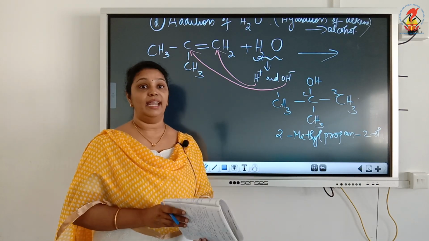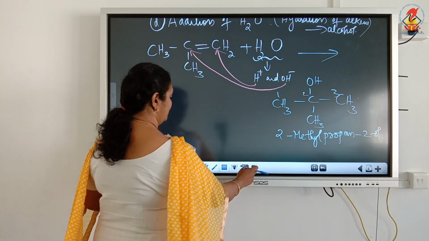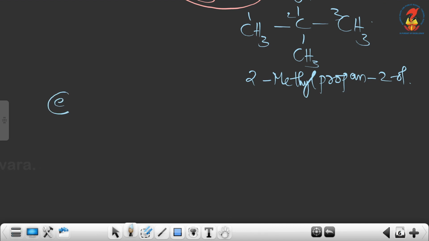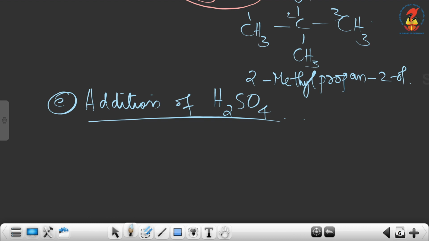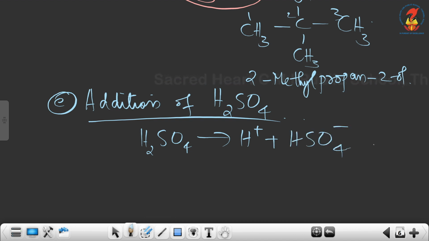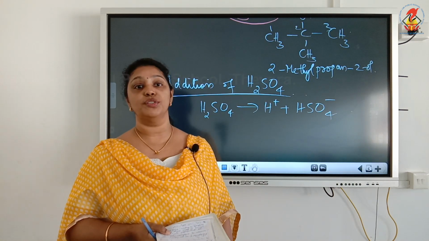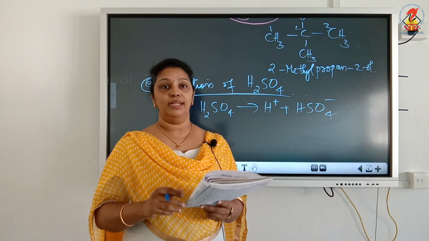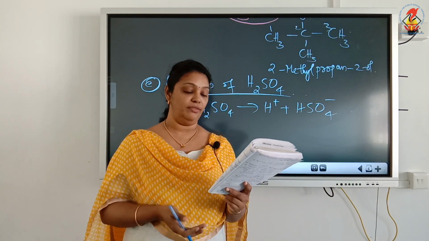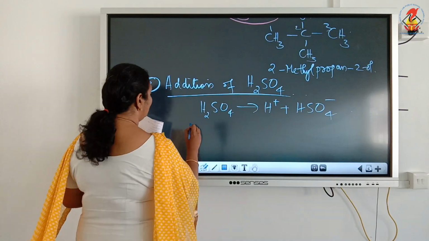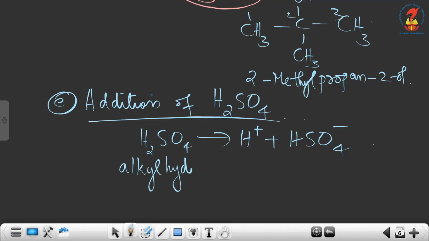Now the last addition reaction is addition of sulfuric acid. Now we know that sulfuric acid decomposes to give which ions? H2SO4 decomposes to give H plus plus HSO4 minus ion. So we have bisulfate ion as negative ion and H plus as positive ion. Now here also addition takes place according to Markovnikov's rule if it is an unsymmetrical alkene. Now let's see what is the product formed. Cold concentrated sulfuric acid adds to alkene to form alkyl hydrogen sulfate.